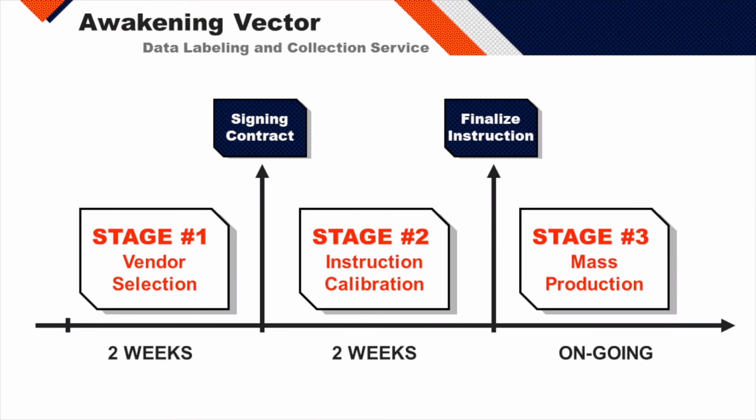Generally speaking, the roadmap of a labeling project could be divided into 3 stages: the vendor selection stage, the instruction calibration stage, and the mass production stage. The first 2 stages should cost you 2 weeks per stage, whereas the last stage will last until the end of your project. In this video, I have broken down the first stage into multiple steps and give you some guidelines on what to do for each step. I will also do the same thing for the other 2 stages in the next video.